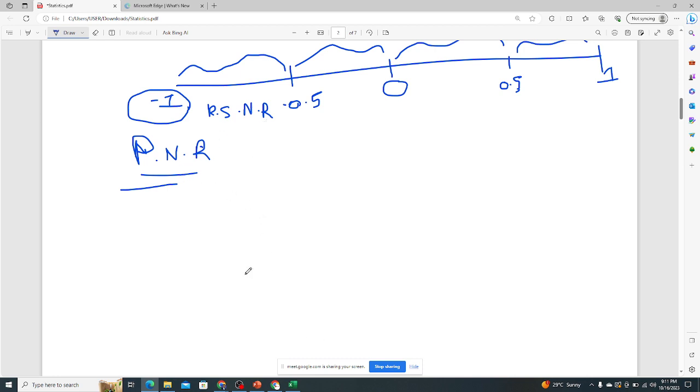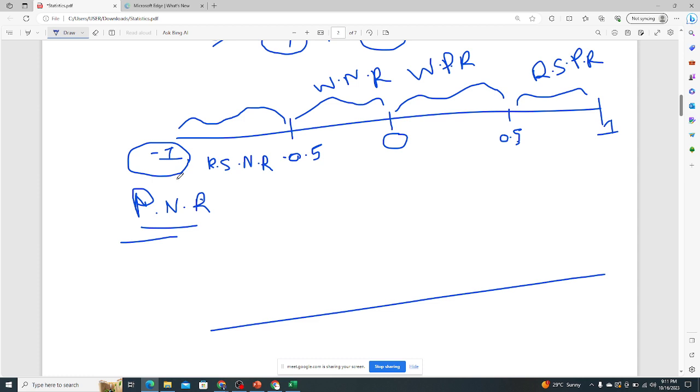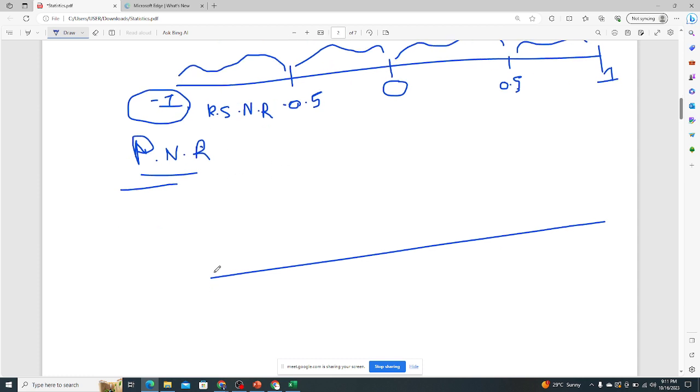Okay, good. So let me repeat that. In case you get a value which is negative 1, then negative 1 indicates a perfect negative relationship. It means these two variables can negatively explain each other. Like variable A can explain variable B, but in a negative manner.